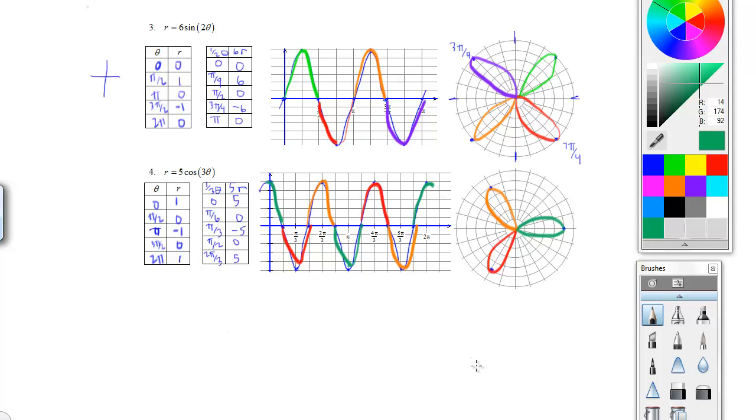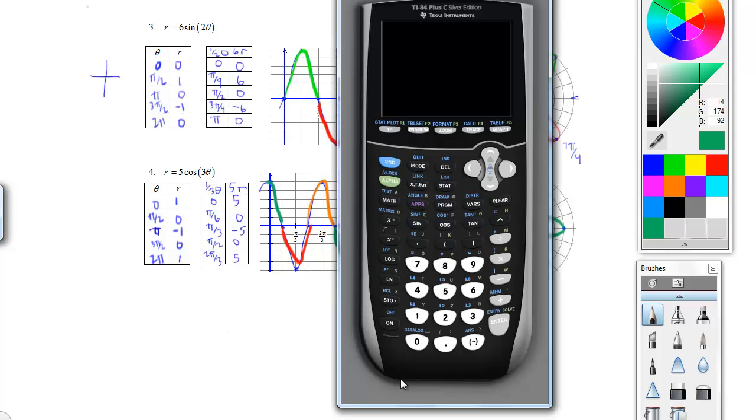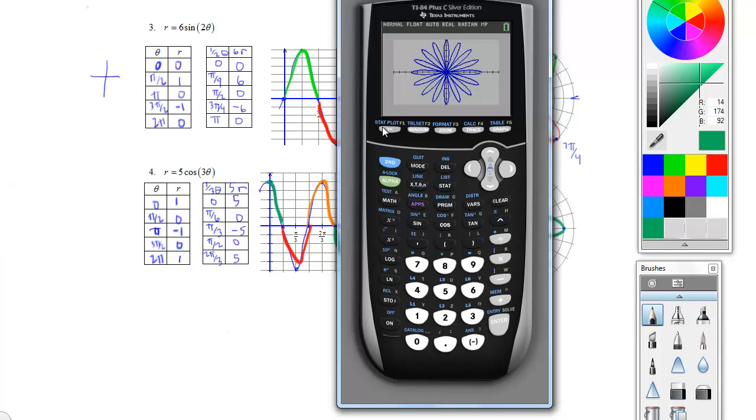Alright, so let's check that on the graphing calculator, which we're going to change this function to 5 sine 3 theta and graph it. And notice here it's still working right now, and what it's doing is it's going right back over itself even after it finished the whole thing.